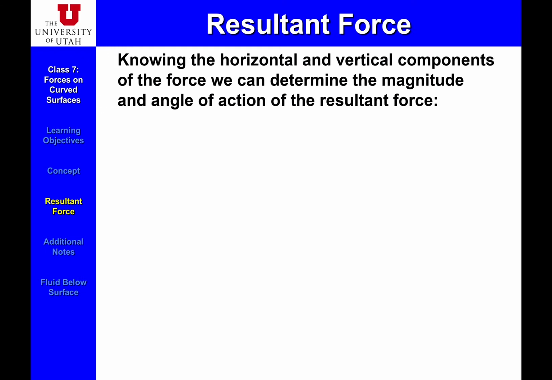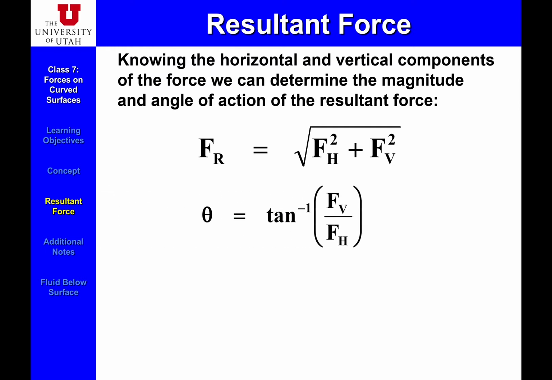Okay, now getting on to calculating the resultant force. Once we know the horizontal and vertical components, we can figure out what the magnitude is of the resultant force and then determine what that angle of action is. So we can calculate the resultant force by taking the square root of the sum of the horizontal force squared plus the vertical force squared. So pretty easy. Once you get to this step, you're in the home stretch.